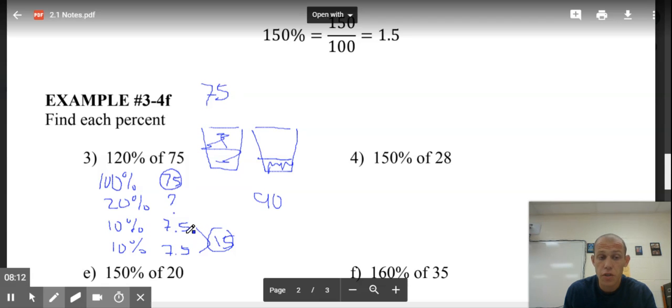You also can do it in terms of 1%. I don't think that's very quick for this one. You can work in terms of fractions. So this is talking about a fraction of 120 out of 100. If I divide both by 10, I will get 12 over 10. And I can divide both those by 2 to get 6 over 5. So I'm working with 6 over 5, multiplying that by 75.